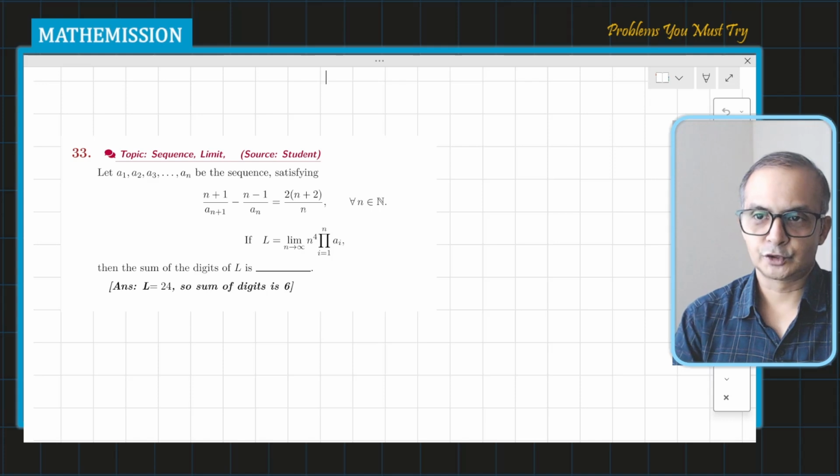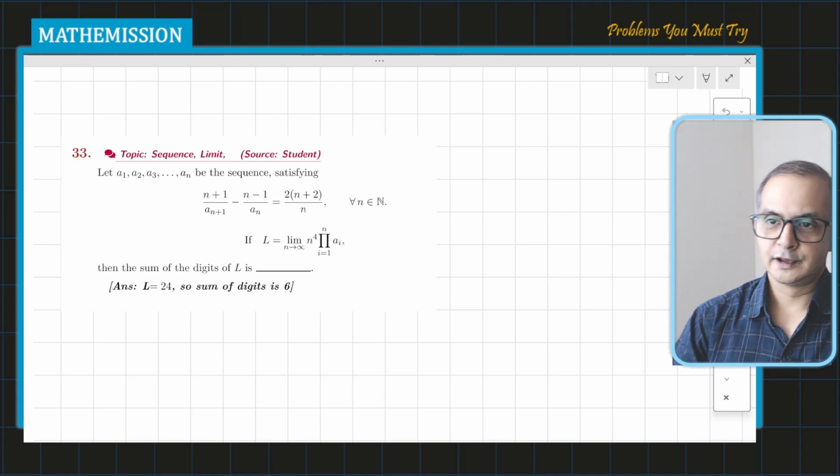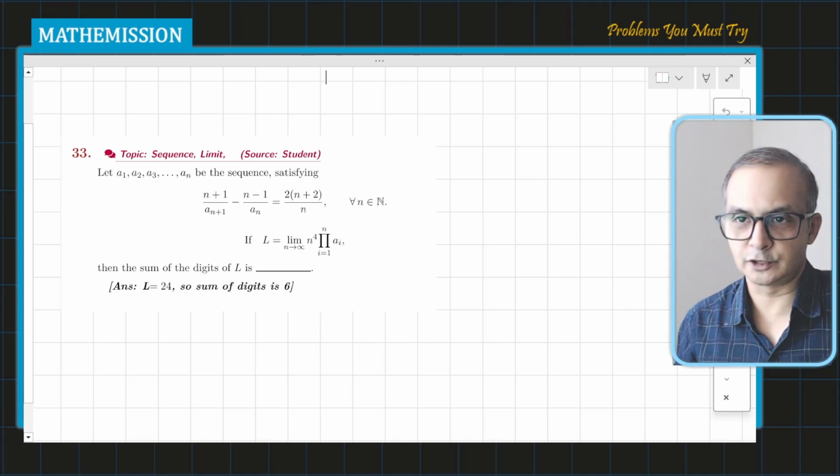Hello everyone. So in today's video we are going to solve this question. This question is from sequence and limit, you can say, and the question was sent to me by one of my students. So this is question number 33 in problem you must try, and of course you should try this question before watching the solution.